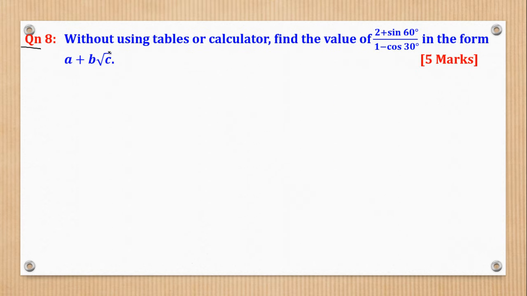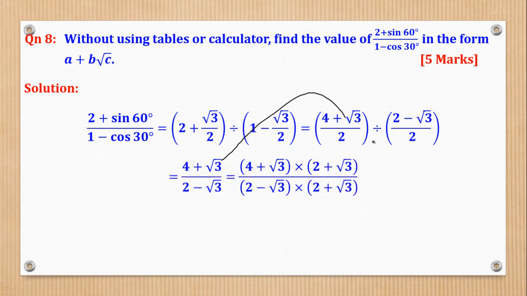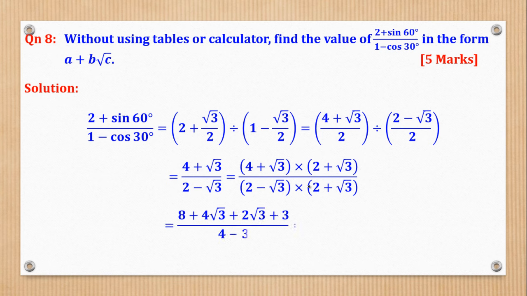Question 8 says, without using tables or calculator, find the value of this in the form this. So the good thing, 60 and 30 are particular angles. So this becomes this and this becomes that. Then get LCM for this to give you this, LCM for this to give you this. So I come up with this in the numerator, this in the denominator. Then we have to rationalize the denominator. Expand, you'll come up with that. And that's what they wanted.